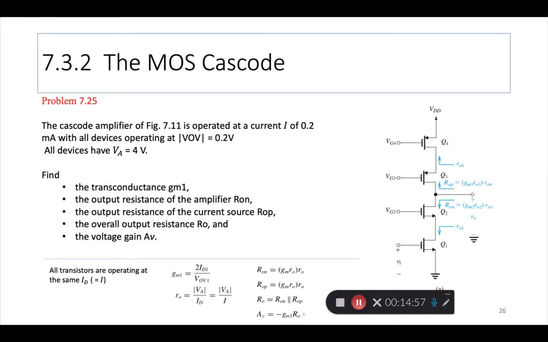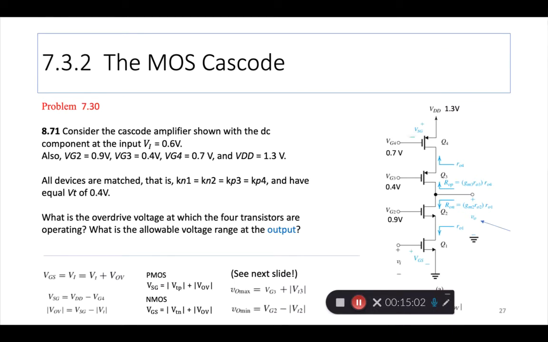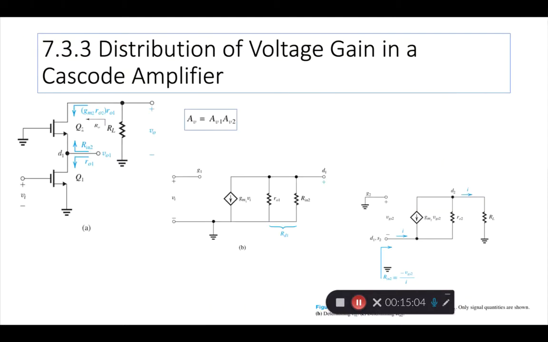So I will wait to do the problems in my next recording. There is some more theory to be done. So let's focus on that. So now we come to topic 7.3.3.